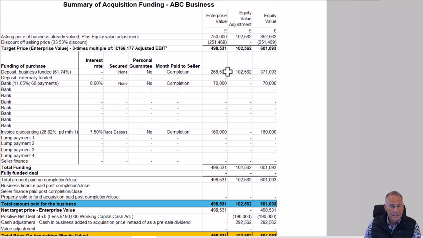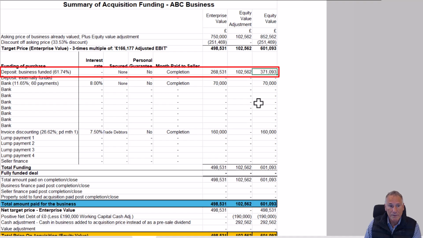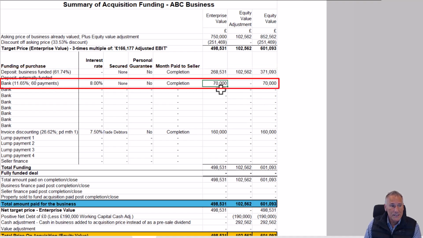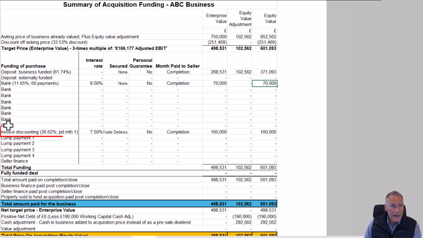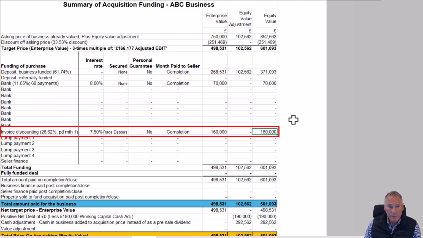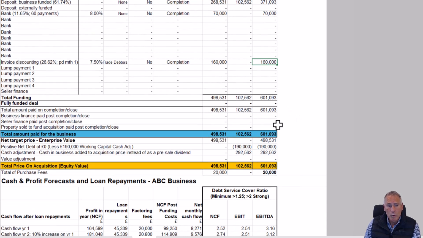So he gets paid a deposit, which is split between the amount of deposit you've effectively retained within the business through liabilities and deferred revenue. And then this amount of cash is from the investments that were sitting in the business, so £371,000. This finances the financing on the equipment, and that would be paid on completion, and also invoice discounting, and that will be paid on completion. So the owner walks away, everything paid up front, of £601,000. Now, again, I don't recommend that, but that is a way of financing the business.